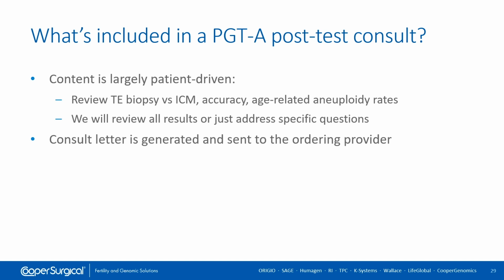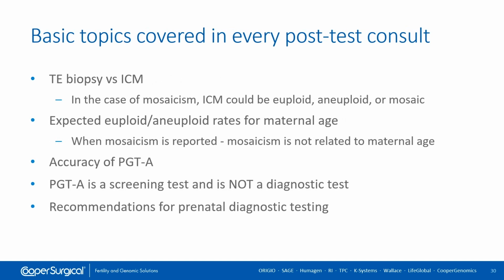We have some basic topics that are covered in every post-test consult. It is important for the patient to understand the difference between the trophectoderm biopsy and the inner cell mass. In the case of mosaicism, we discuss the possibility that the inner cell mass could be euploid, aneuploid, or mosaic, and that there is not a good way to test this in the embryo. The expected euploid-aneuploid rates based on maternal age are also discussed. When mosaicism is reported, we review that mosaicism is not related to maternal age, as it is due to a mitotic error, not a meiotic error.